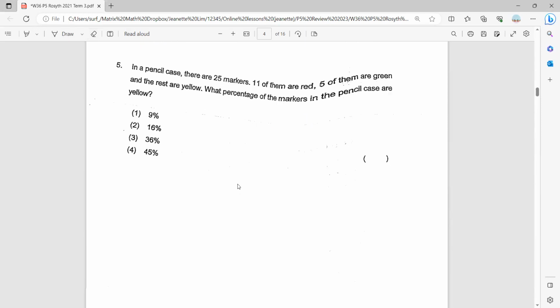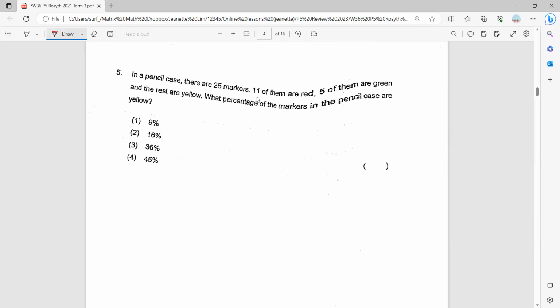Okay, question 5. In a pencil case, there are 25 markers. 11 of them are red. 5 of them are green. The rest are yellow. What percentage of the markers in the pencil case are yellow? Okay, so let's find yellow. We take the total, minus away the red, and minus away the green. This will give us 9. So 25 minus 16 is 9. So 9 out of 25.